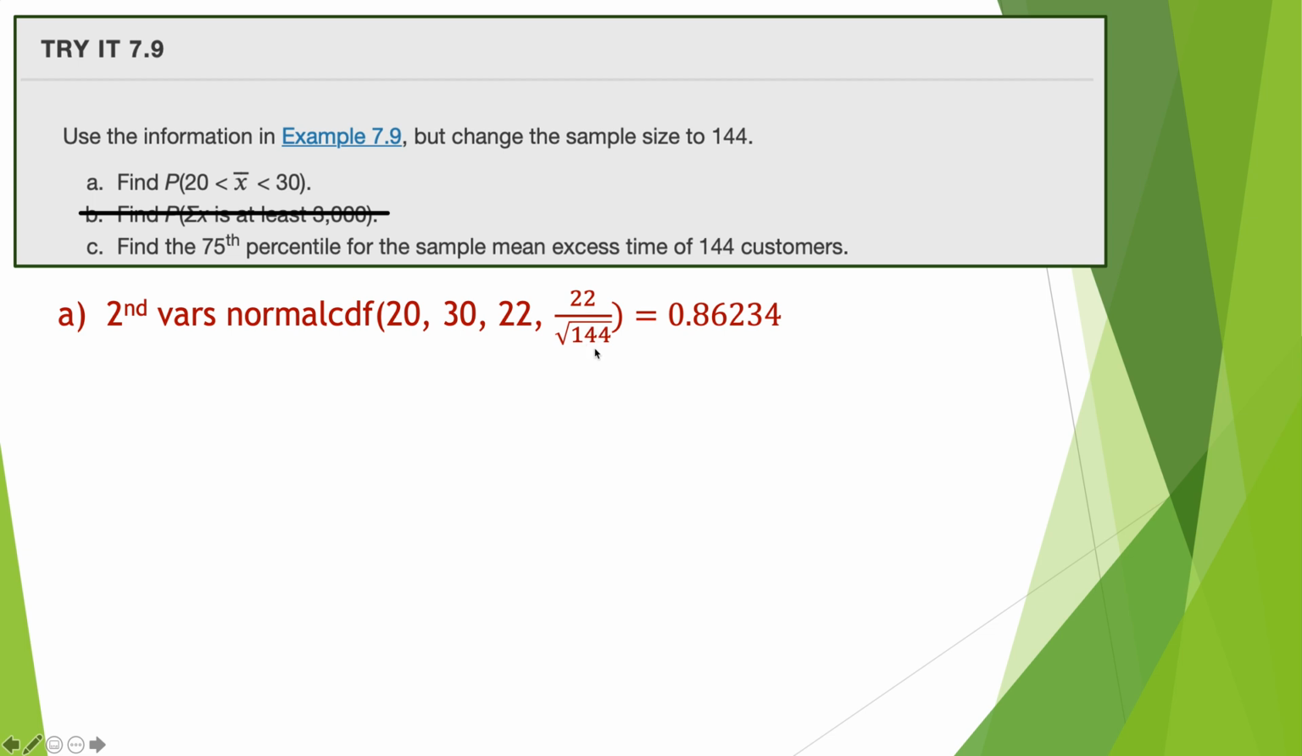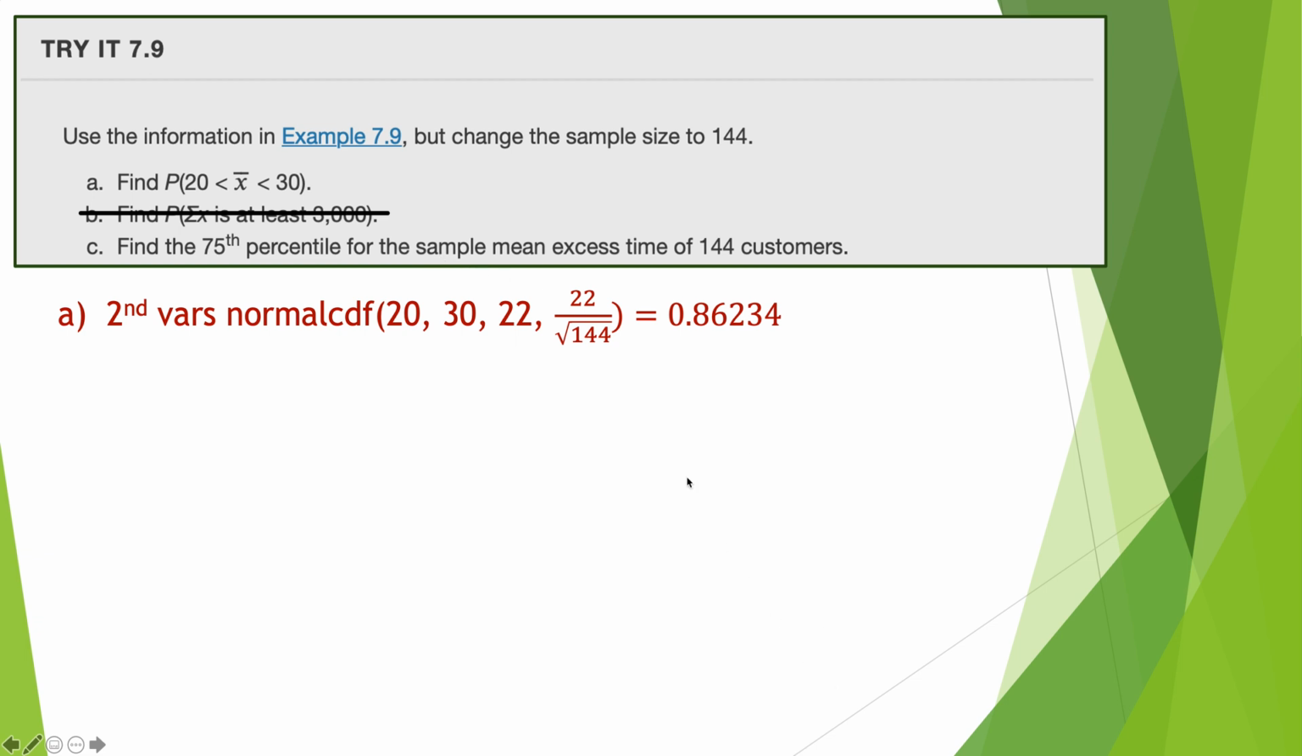You could, but then if you're used to doing that, what happens the next time you have a square root that doesn't work out evenly? So I just put it in as is, and I hit equals, and it says 0.86234. So that means there's approximately an 86.2% chance, or the probability is 0.86, that the means will be between 20 and 30. Okay? All right.